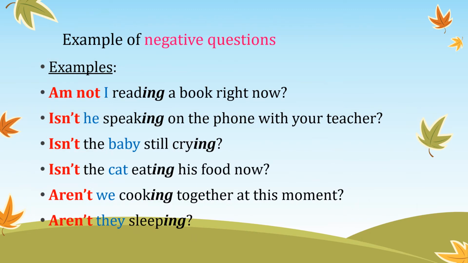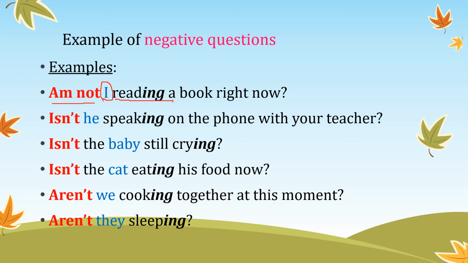Alright, these are the examples of negative questions in present continuous tense form. Okay, let us take a look at the first one. Am not I reading a book right now? So you start with the verb be negative, because you must put the word not, because it is a negative question, and then followed by subject I, and then verb ing. Am not I reading a book right now? Isn't he speaking on the phone with your teacher? Isn't the baby still crying?